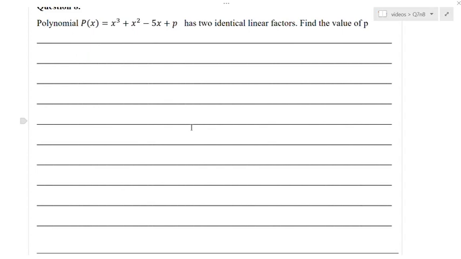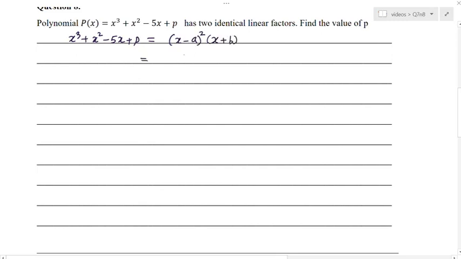The only clue that is given is that it has two linear factors. It means if I have x minus a as one factor, then there will be one more of that. So I can write my polynomial as x cubed plus x squared minus 5x plus p. Because I have two linear factors, I need one more linear factor to make it a cubic polynomial. So this is what we got.